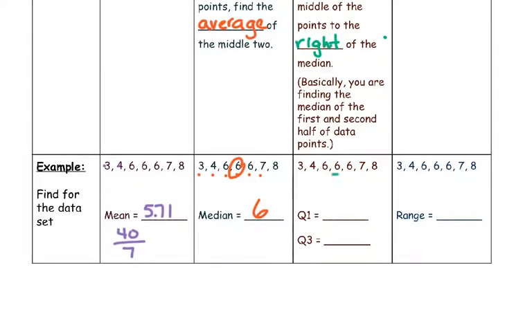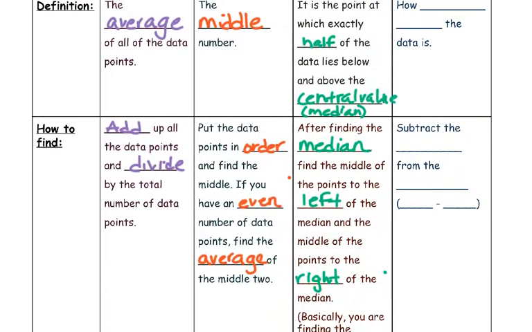We said previously that 6 was our median. So if I go to the left, I have 3 numbers. The one that's in the middle over there is 4. That's quartile 1. If I go to the right, the one that's in the middle on the right is 7. That's quartile 3. That's how quartiles work.